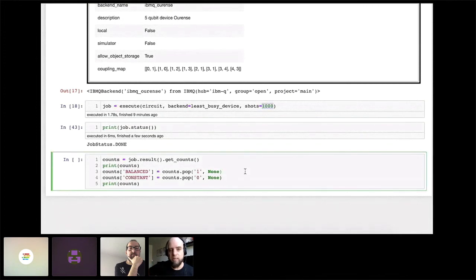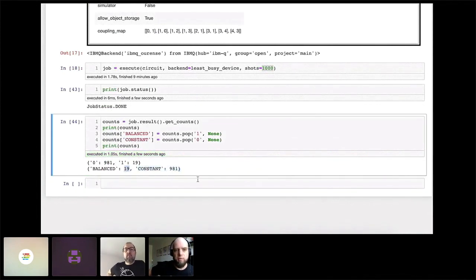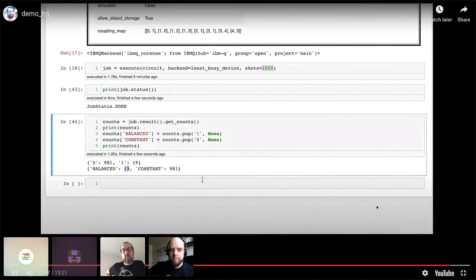And now we have, after 1,000 executions, we're going to do the same process. And notice that most of the time, the answer is the correct one, constant. But not always. In some situations, in roughly 2% of the situations, we see that the result was balanced, the wrong result. And this happened because of noise.